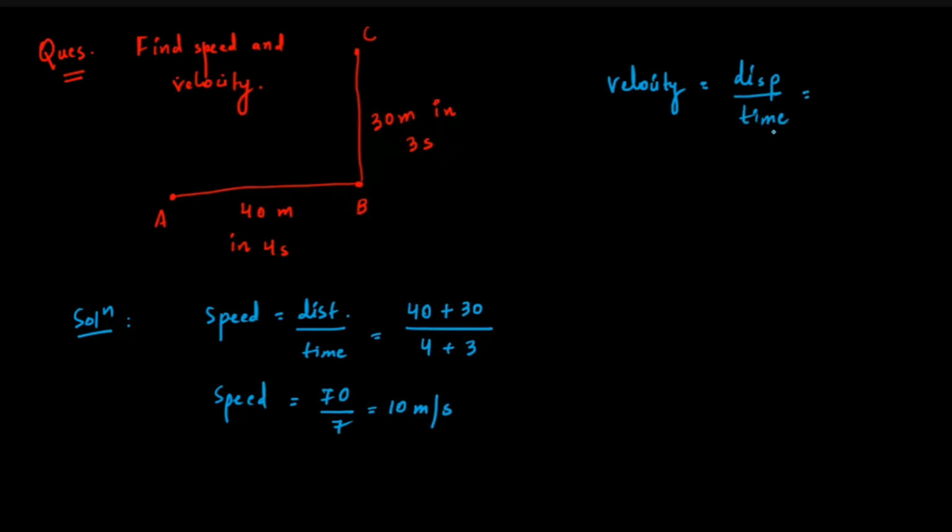So what is the displacement? 50 meters. So I would say 50 over 7. Velocity is approximately 7.1 meters per second. So this is how we are finding velocity. But again, it is a vector quantity, so we also have to know the direction.